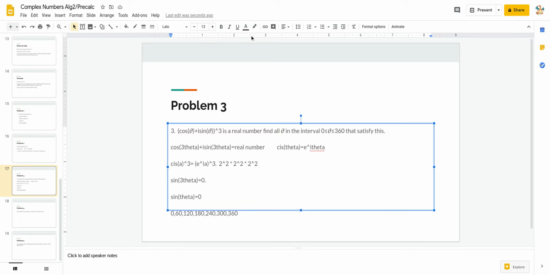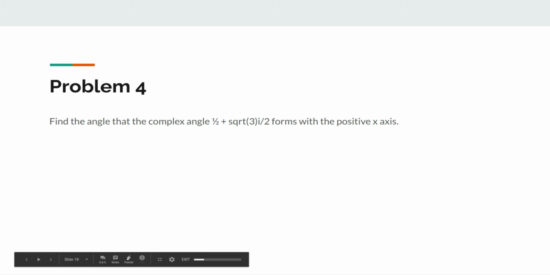Yeah, so now that you know that, you can get that this is equal to cosine 3 theta plus i sine 3 theta. And then after that, you just need to know trig. Just what is sine 3 theta equal to 0? And you just get 0, 60, 120, 180, 240, 300, 360. Okay. I'll give you guys 2 minutes to work on this one.